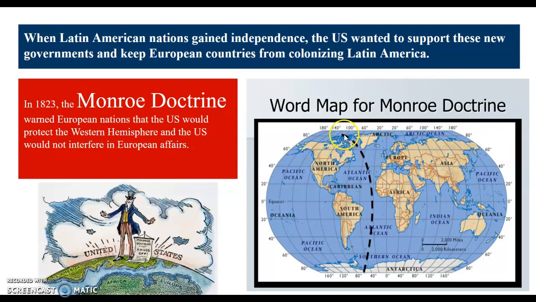So as this map shows you, it draws a line. The United States will handle the Western Hemisphere and let the Americas keep and protect each other, and then Europe and Asia and Africa, you guys do your thing. So that's what the Monroe Doctrine was. It warned European nations that the United States would protect the Western Hemisphere and the United States would not interfere in European affairs. Keeping with Washington's proclamation of neutrality. We don't want to be involved in European affairs. Don't be involved in ours.